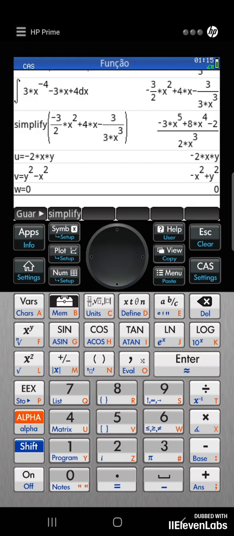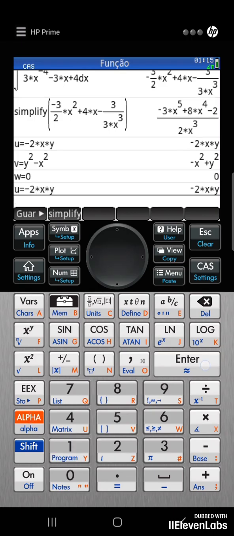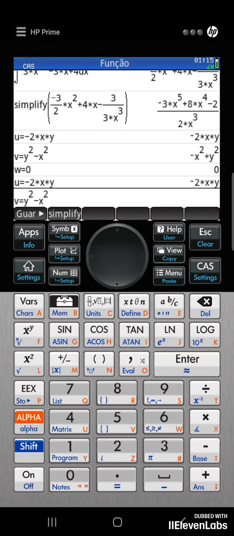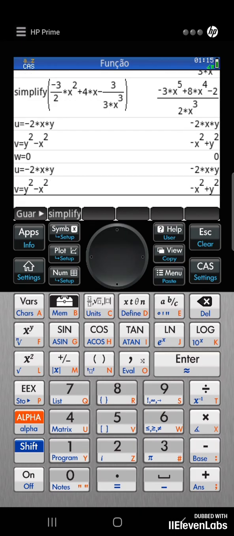In this example, we will extract the gradient of a component of the velocity field. Let's suppose I have a velocity vector with three components, x, y, and z component. The x component is given by the letter u, which is equal to negative 2 times x times y. I also have the y component, given by the letter v, and v is equal to y squared minus x squared. Enter. I have the z component of my velocity vector, given by the letter w, which is equal to 0.